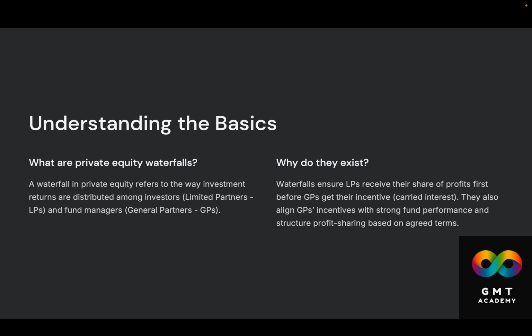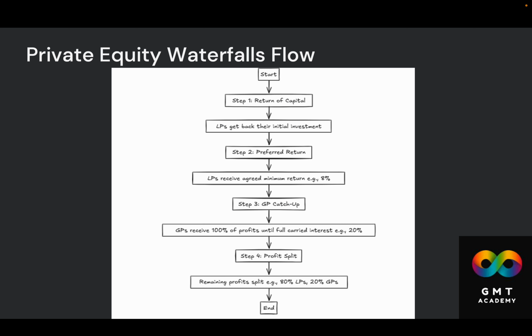It also aligns GP incentive with strong fund performance and structures profit based on the agreed terms. If the GP does very well and the fund performs in a strong way, they will get a benefit as well, a performance fee, where some hurdle rates are there, and accordingly it will be performed. In a coming session we'll discuss how performance gets strong or low and how the LP gets a benefit. So this is the private equity waterfall flow.